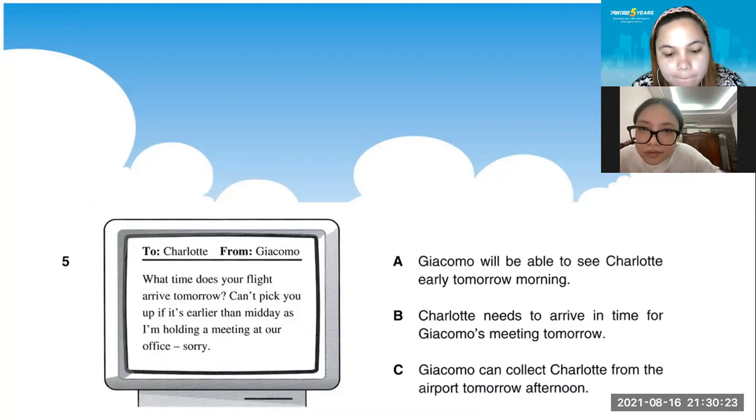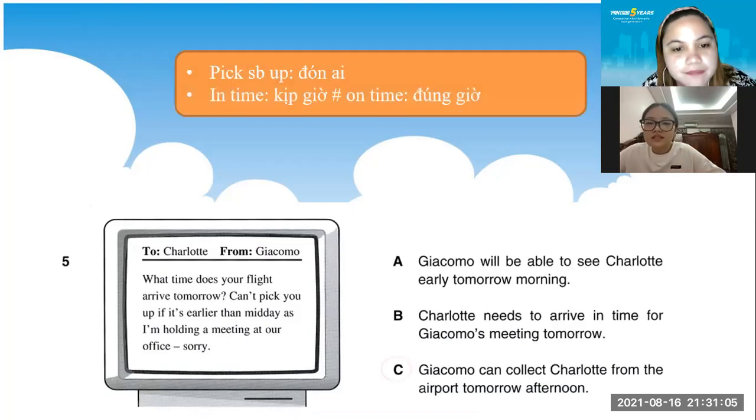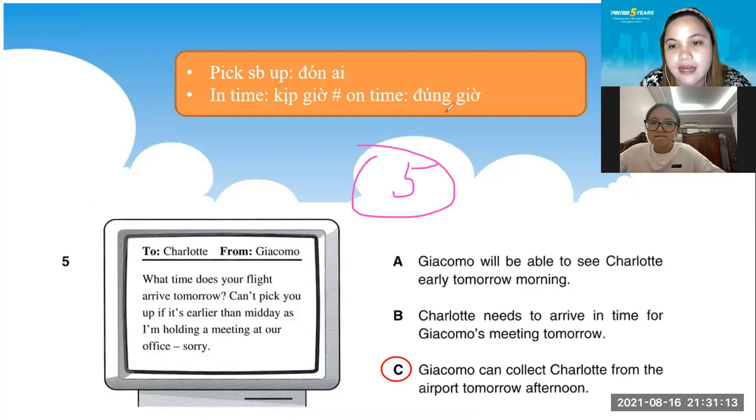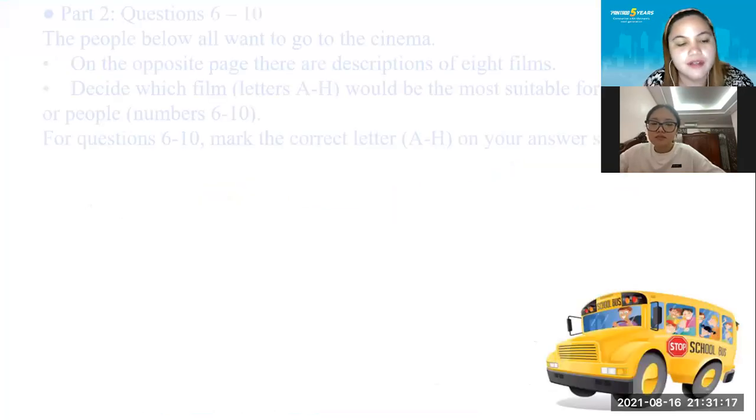What time does your flight arrive tomorrow? Can't pick you up if it's earlier than midday, as I'm holding a meeting at our office. Sorry. Okay, so what do you mean by that? I think it's C. Giacomo can collect Charlotte from the airport tomorrow afternoon. All right, let's see. Okay, very good, Tan. So therefore, you got 5 correct answers in this activity. All right, now let's move on to the next one.